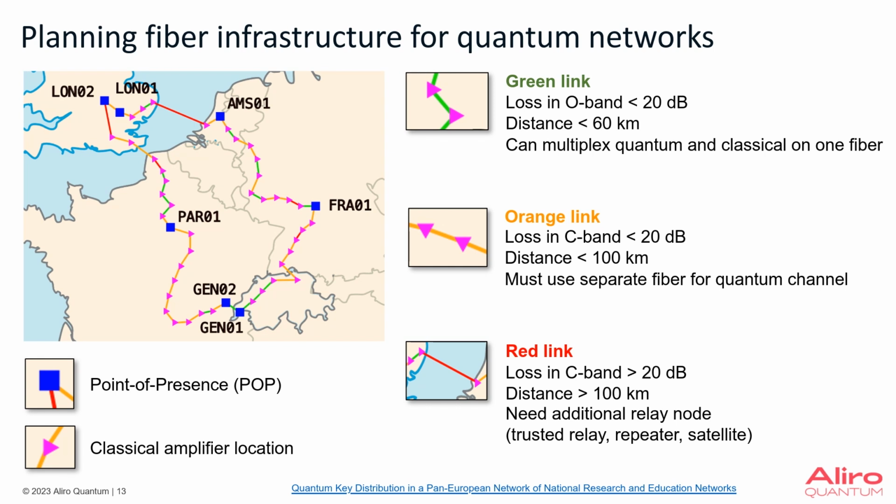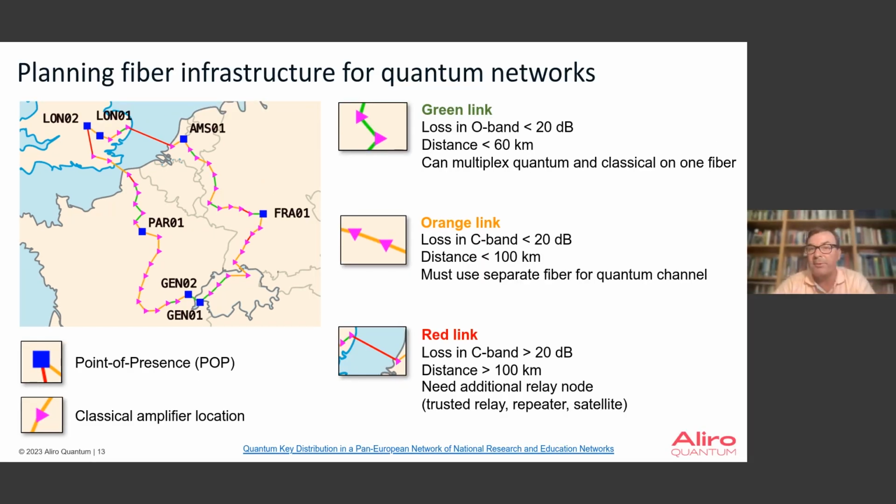They have more than 20 decibels of loss in the O band, but still less than 20 decibels of loss in the C band. And that translates to a distance of roughly 60 to 100 kilometers. Now, in this case, we are forced to carry the quantum channel in the C band because the O band has too much loss. And as a result, we cannot multiplex the quantum channel and the classical channel onto the same fiber, because if we did that, we would have to put both of them in the C band, and then we would get too much interference.